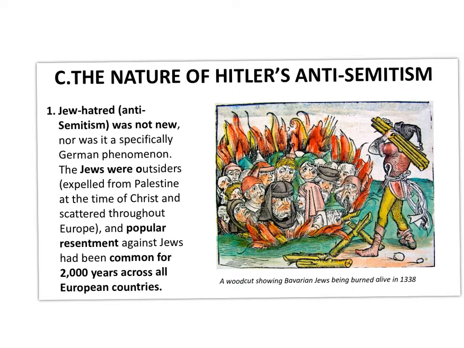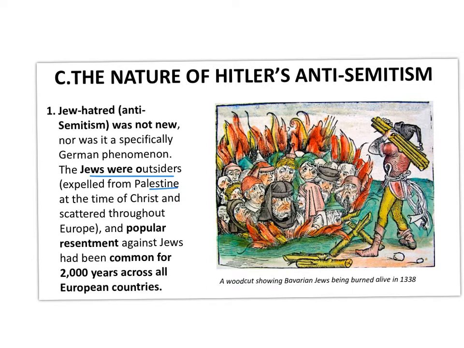Much of Jew hatred was because Jews were outsiders. Their homeland was Palestine at the time of Christ. They were scattered throughout Europe, so they were always minority groups. And in Germany, about 1% of the population were Jews.